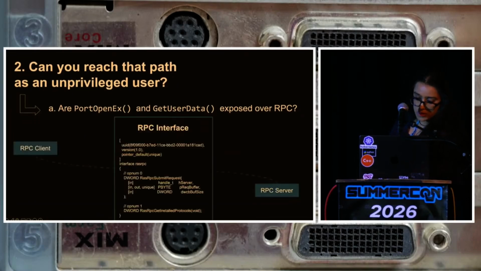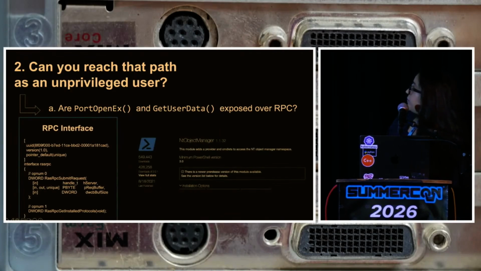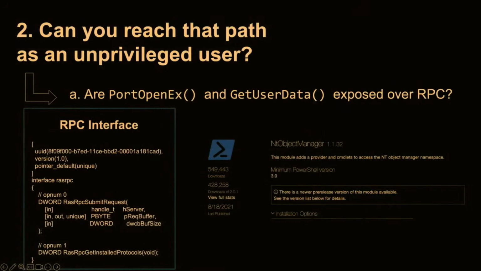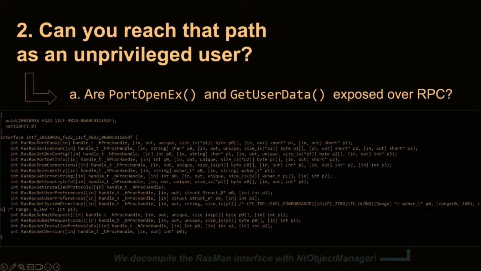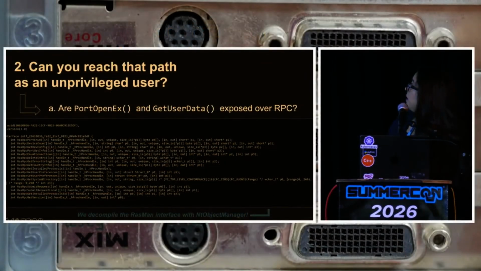For this, if we remember the interface that we talked about earlier, the interface should list out all the functions that are available to you, right? So we can get the full interface with this very nice tool called NtObjectManager. There are other ways to do it too, but I used NtObjectManager, and RPC View also showed you this list as well. You can see there are 16 functions that we get, and these are part of the interface. And portOpenX and getUserData don't seem to be part of them, and none of these seem to directly call portOpenX or getUserData.